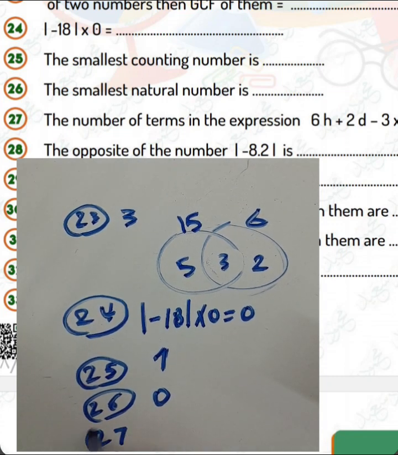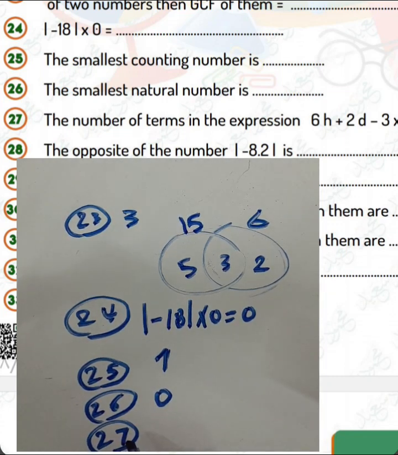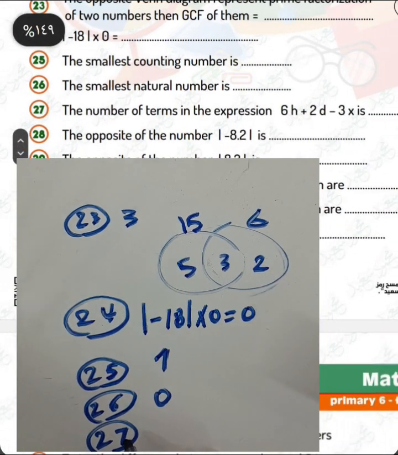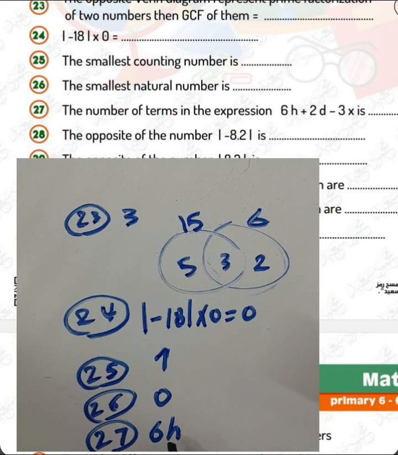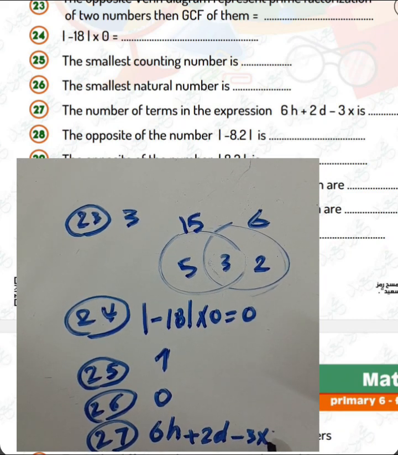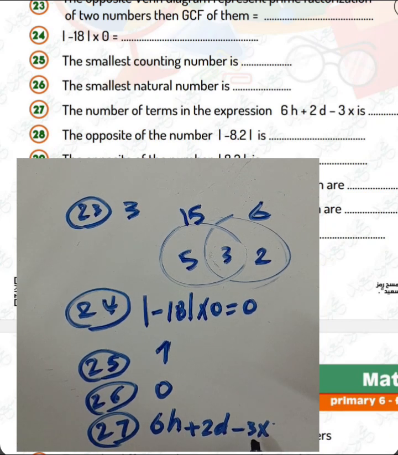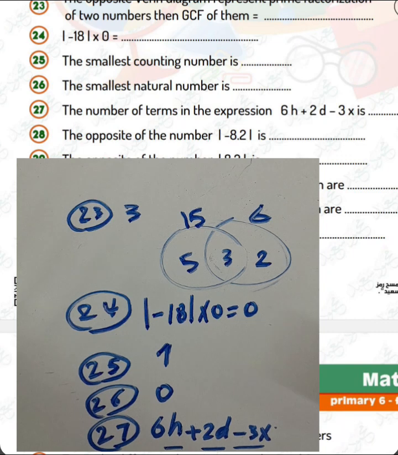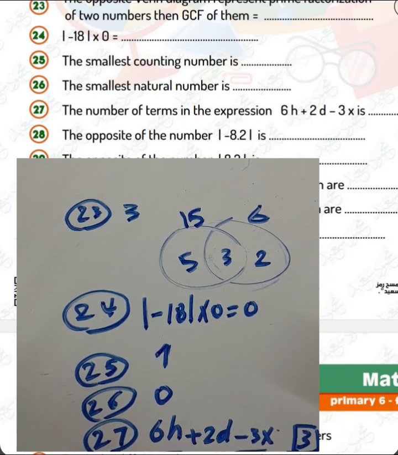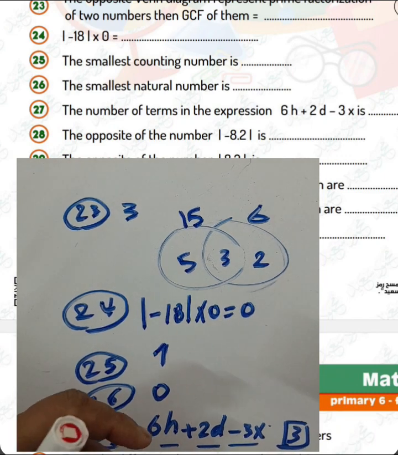Question 27, the number of terms in the expression, we have here 6h plus 2d minus 3x. We have here 3 terms. 1, 2, 3. Okay, write 3. The number of terms in this expression is 3.